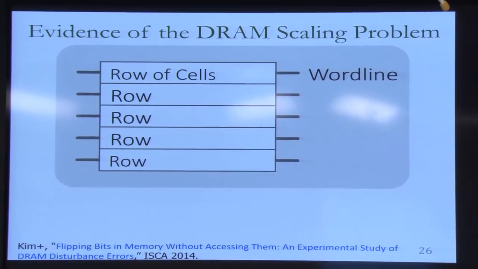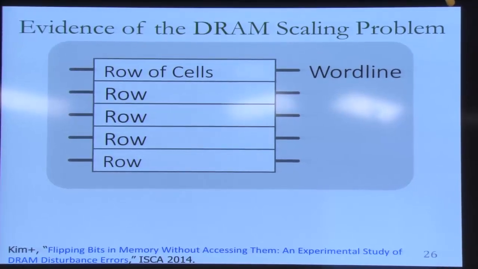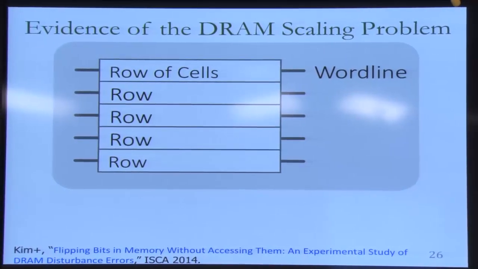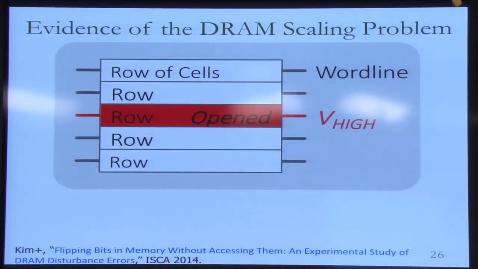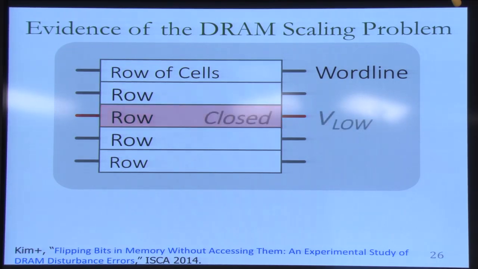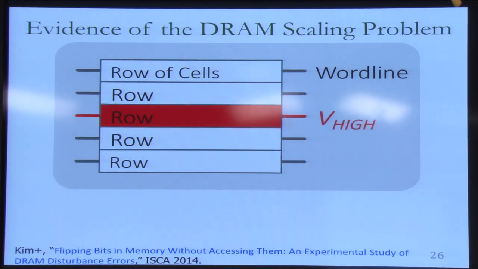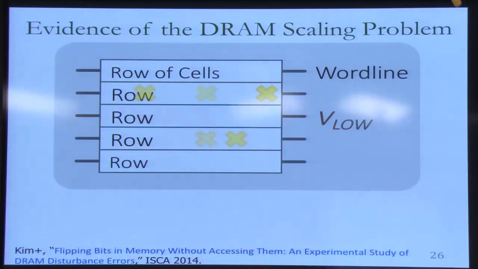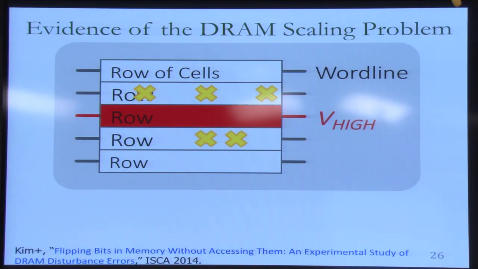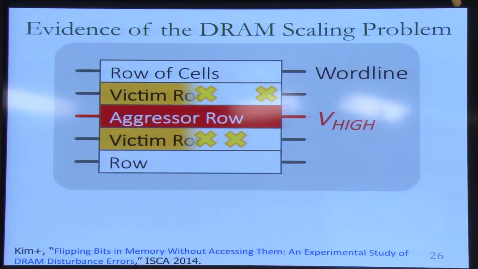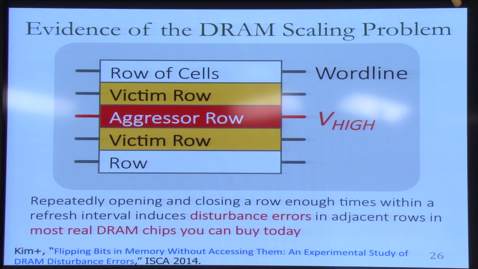And you already know this. You've already seen this slide. Basically, in many chips that exist today, if you activate a row repeatedly, activate precharge, activate precharge, activate precharge, you can actually cause disturbance errors on rows that are adjacent, but logically totally unrelated to this row. And you've read this paper. Some of you have read this paper, but we've already covered this. This is basically disturbance errors. And this is an evidence of the DRAM scaling problem.